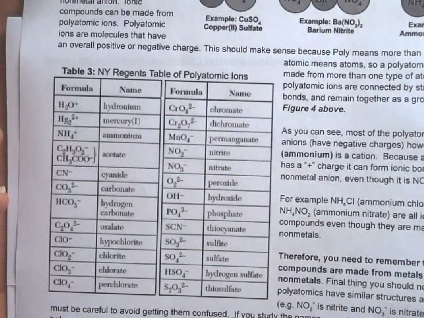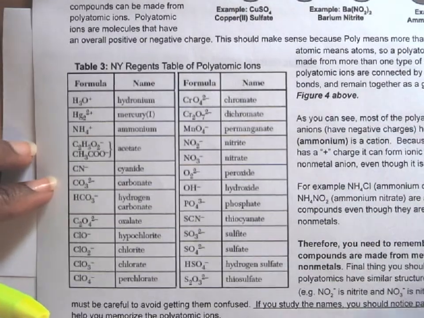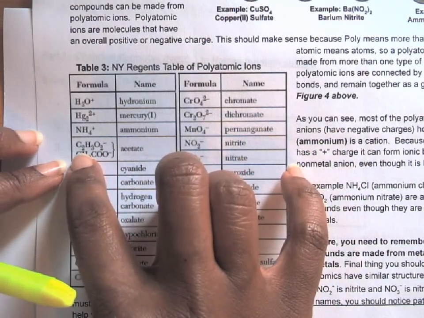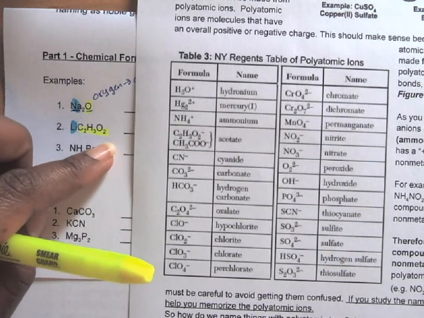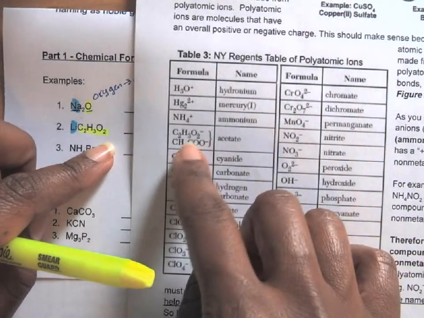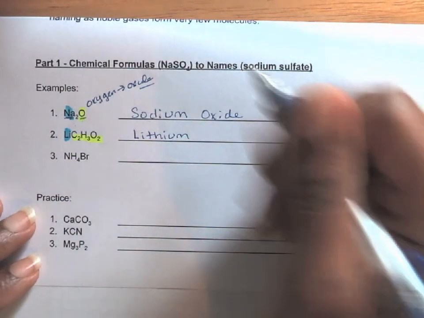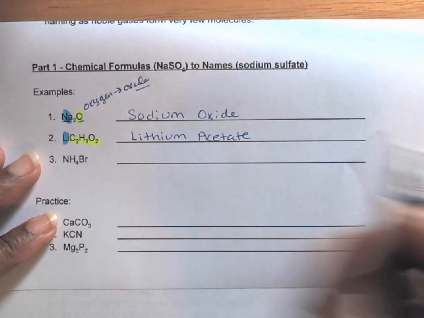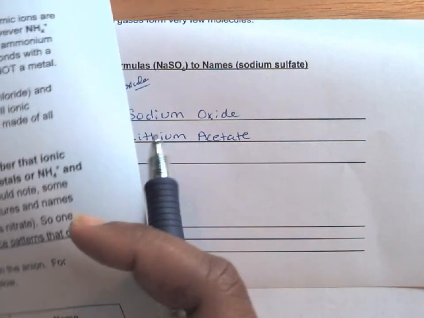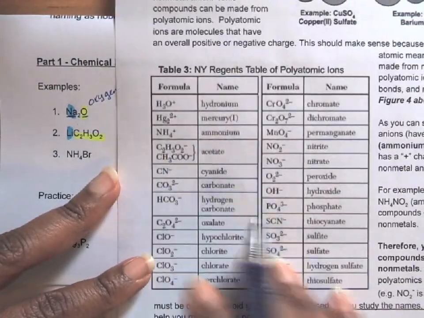So here's my polyatomic ion chart. I'm looking for one that starts with carbon. The first one I see is C2H3O2 minus. Let's make sure that matches, C2H3O2. That matches, and this is called acetate. So it's lithium acetate, since the polyatomics also keep their name. Just to quickly recap, if you have more than one type of nonmetal, go to this polyatomic ion chart. It's on page 2 of the reading.